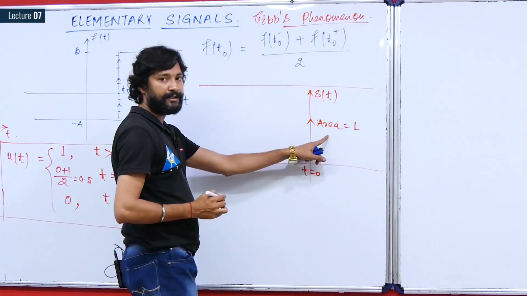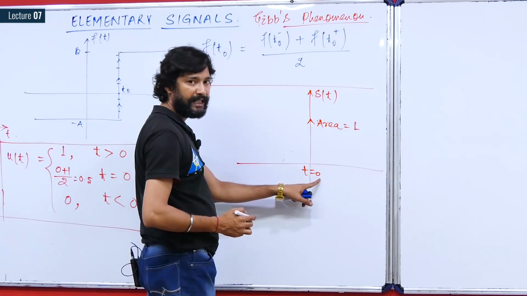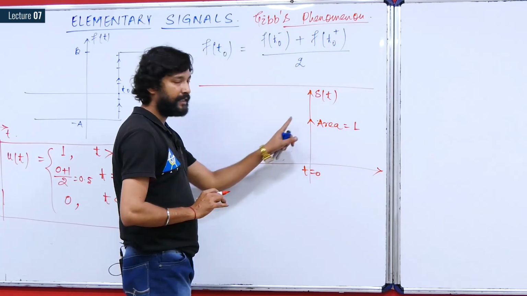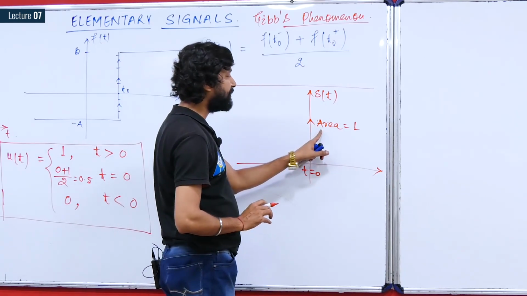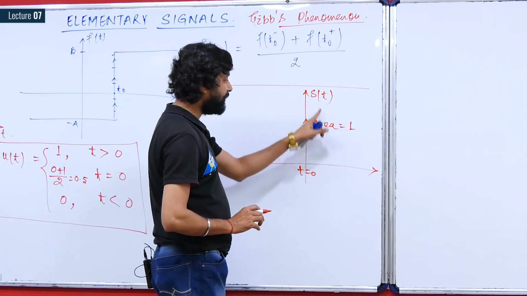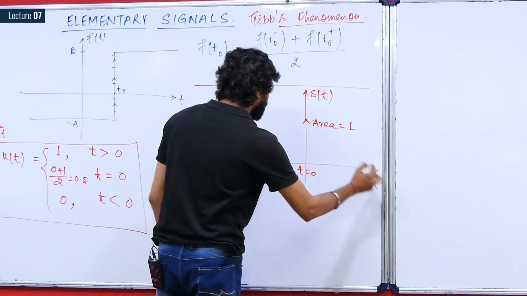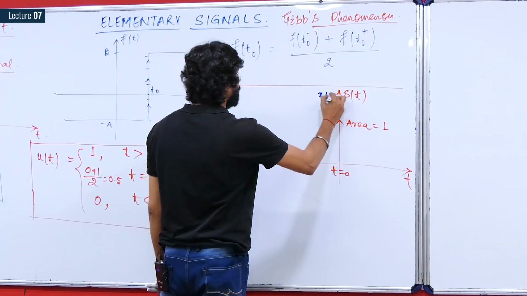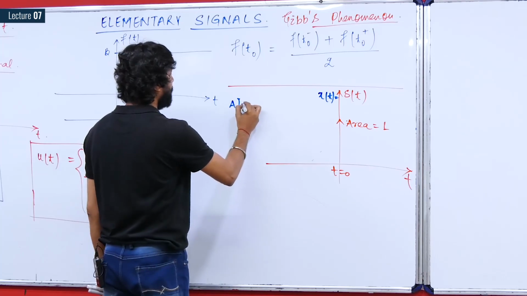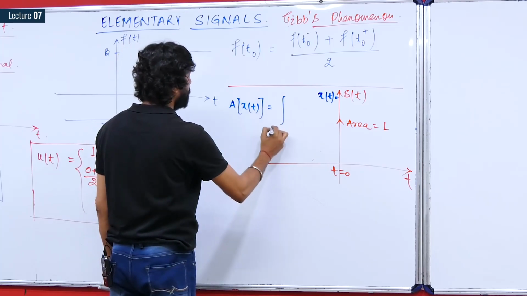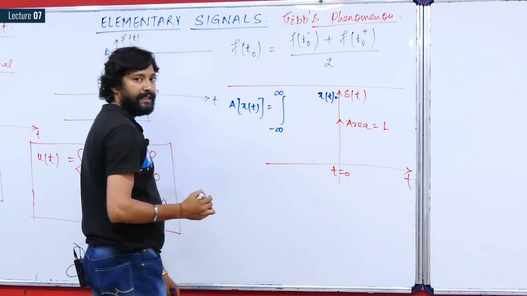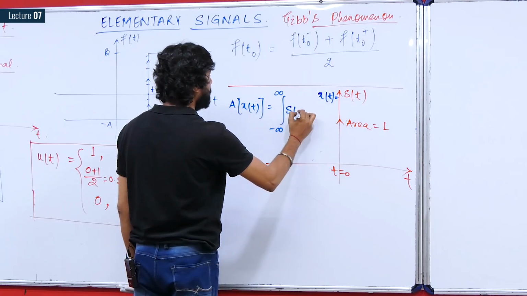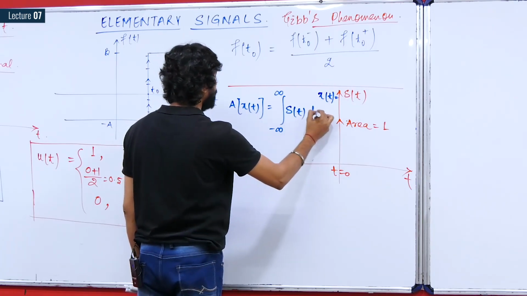Let the area of this function be equal to 1, which exists only at t equals 0. I am not saying that the value is infinite, for the time being. I am just saying that the area of this signal del of t is equal to 1. We have seen that the area of any signal x of t is equal to the integration from minus infinity to infinity of x of t dt, and for x of t you can write the signal, that is del of t dt.